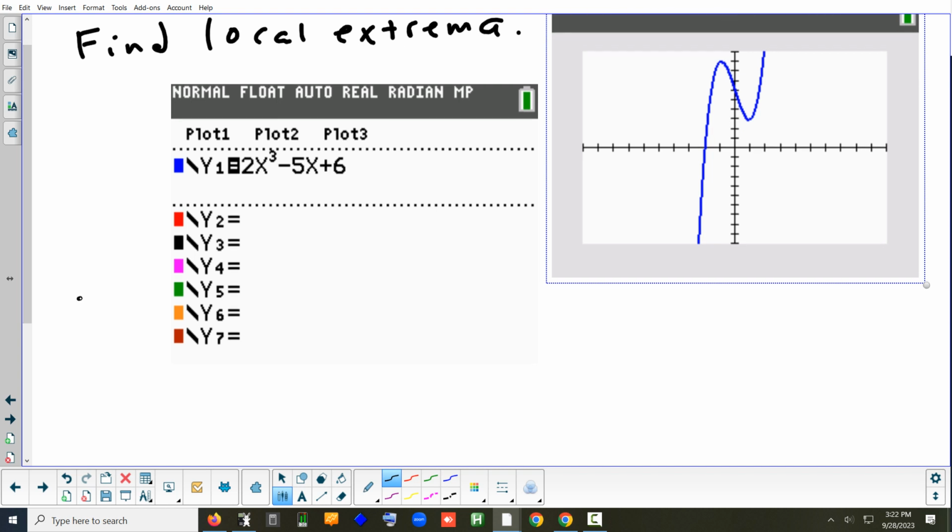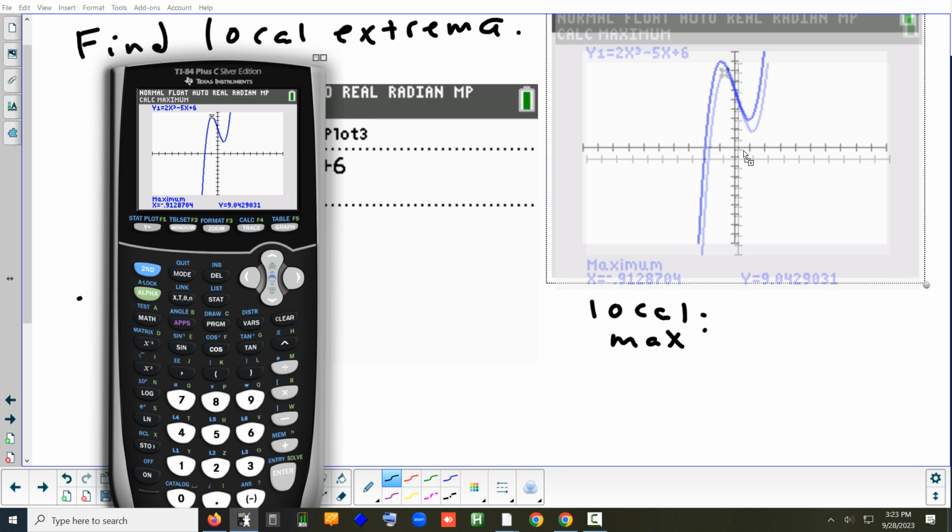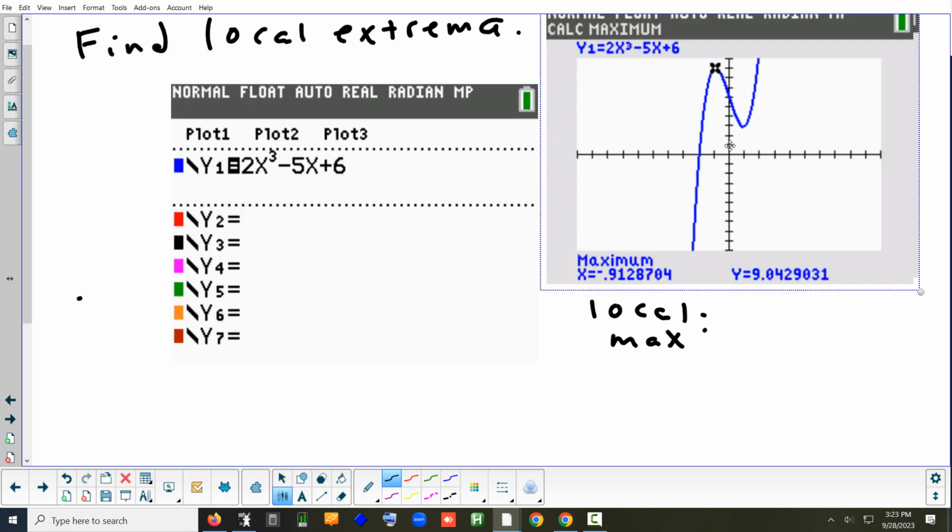Let's start with the local max. How do we use the calculator to get the local max? Second calc, maximum. Yep. We pick a point left, pick a point right, do our guess. Okay. Let's put that here. Now, the calculator gives you everything you need, but you do need to put the correct number. What's the local maximum?